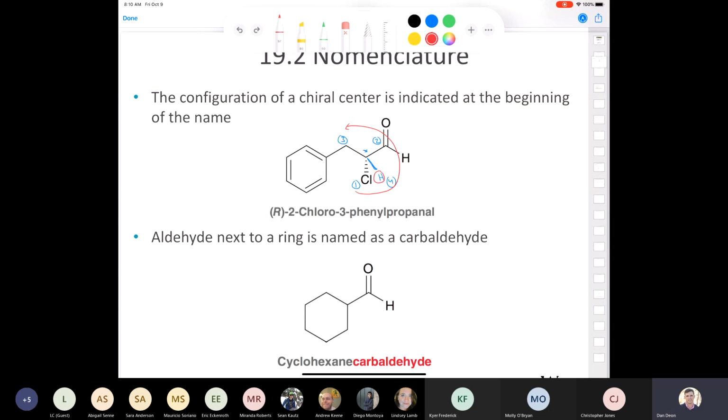If you have an aldehyde attached directly to a ring, we call that a carbaldehyde. So if you have this compound, this would be cyclohexane carbaldehyde. I mean, you can come up with all kinds of different examples, but if you had a 4-membered ring in an aldehyde like this, it would be cyclobutane carbaldehyde, so on and so forth. So a carbaldehyde.